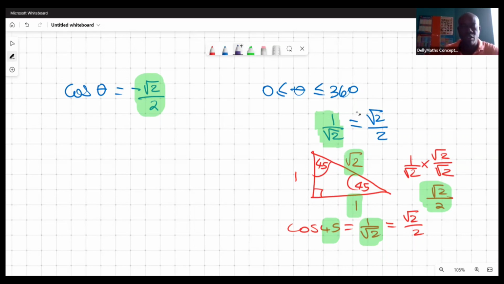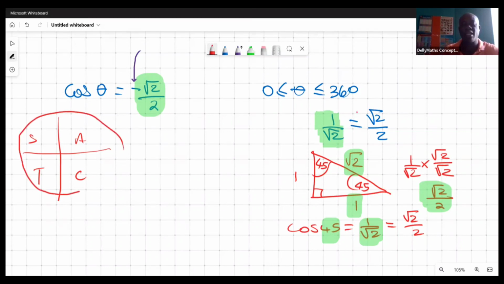One thing we have to focus on is the fact that this is negative. So we want to look at where cosine is positive and where it is negative. So we pull up C-A-S-T. If you want something to remember, we normally say all students take calculus, going around like that. All students take calculus. So we can use that to remember.